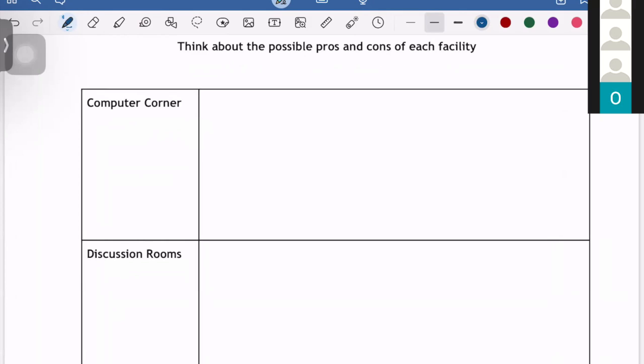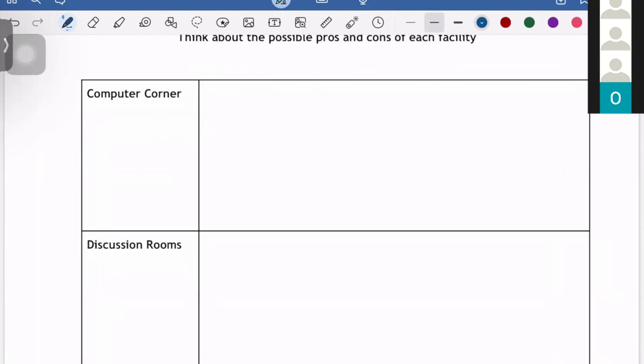Another thing to take note of is for situational writing, do not copy word for word from the stimulus. Try your best to rephrase it in your own words or add on additional details. So for example, the computer corner, some pros and cons for this facility.